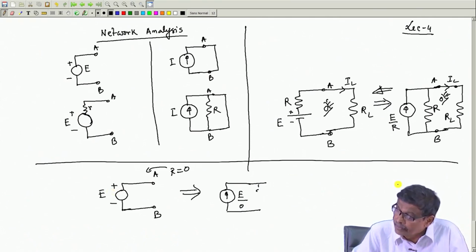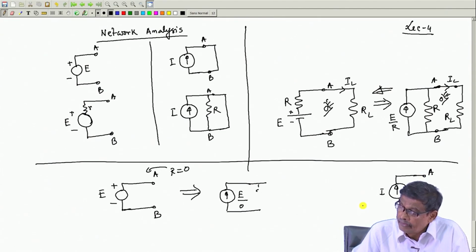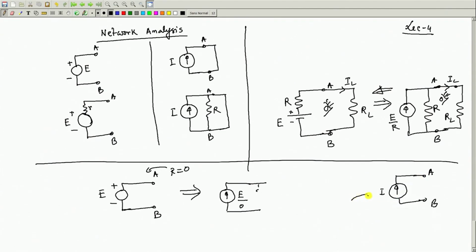Similarly, if you have an ideal current source I with terminals A B, and there is no internal resistance of the current source which is in parallel, therefore, it is very difficult to represent it in this fashion, a source and an internal impedance. What is the value of this resistance? This is infinitely large.